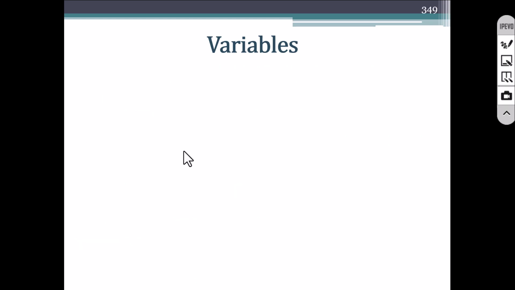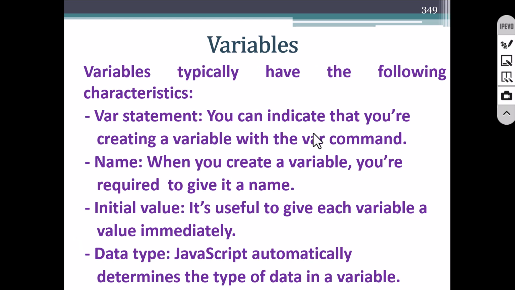So variables typically have the following characteristics. So these are pretty much the same as any other programming language. So in Java also we have used variables. So here as well we'll be using them. So var statement. We do not specify any data type in JavaScript. Instead we just use the var statement, but the interpreter, upon receiving the data, will interpret what type of data it is, whether it is a string, a number, an integer or a float value.